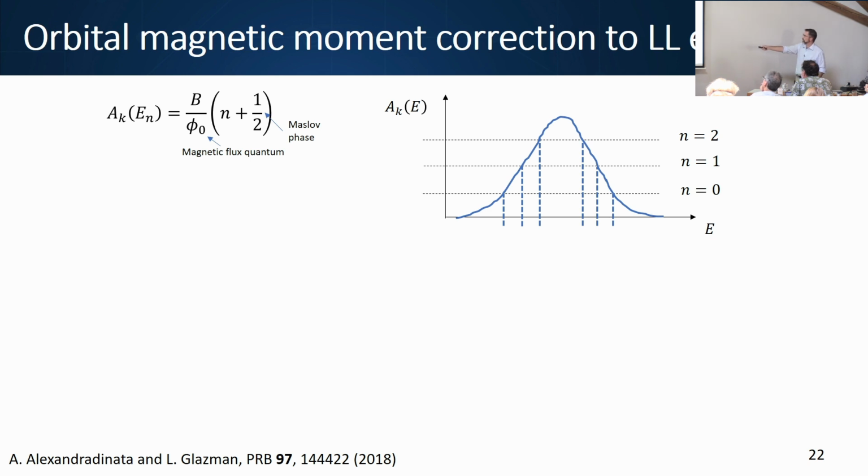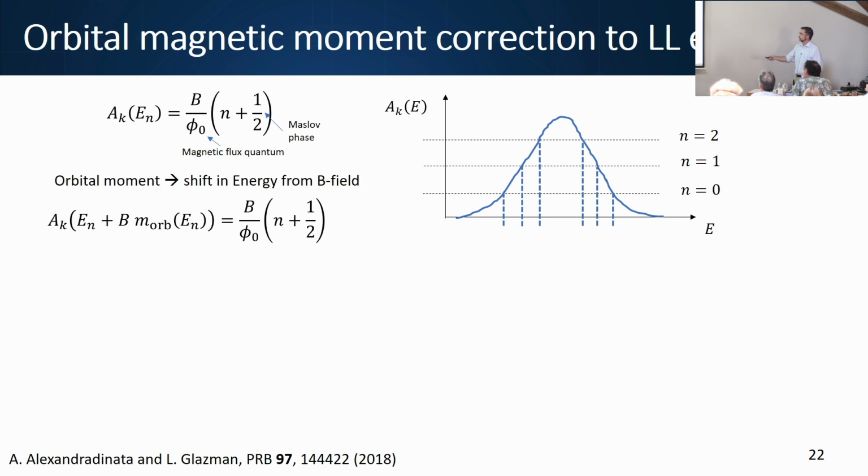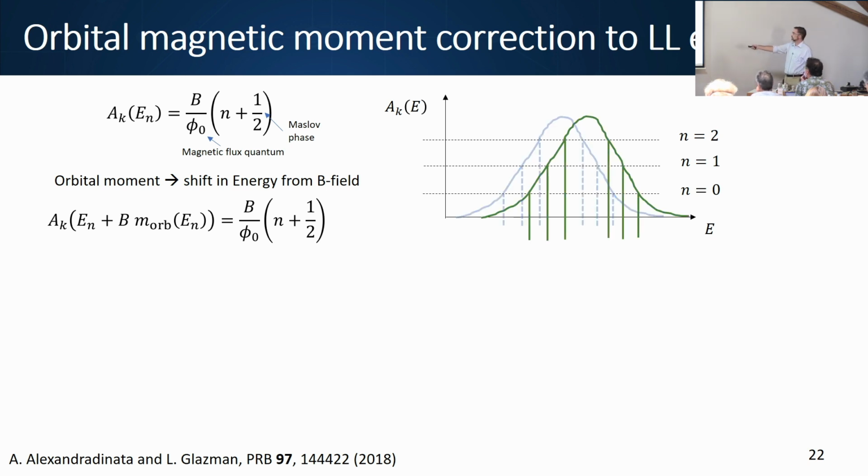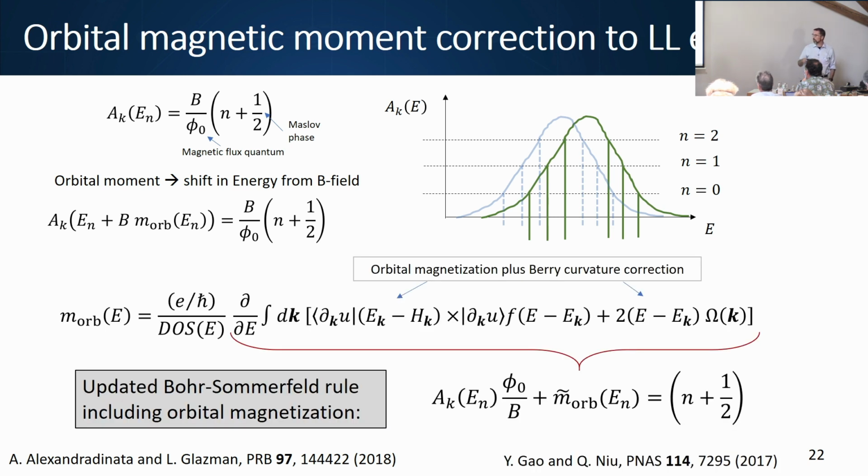There's an extra term here, the Maslov phase. We don't need to worry about that. But it's not the total story, because we might have an orbital moment of these states. When we apply a magnetic field, the energy level changes because of the coupling between the orbital moment and the magnetic field. So the energy levels should be shifting because of that coupling. If we assume, for example, that the orbital moment is constant throughout the entire energy range, all the energies would get shifted a little bit because of this coupling. So the energy levels wouldn't be where those dashed blue lines are, but where the green lines are. And so you need to include that correction.